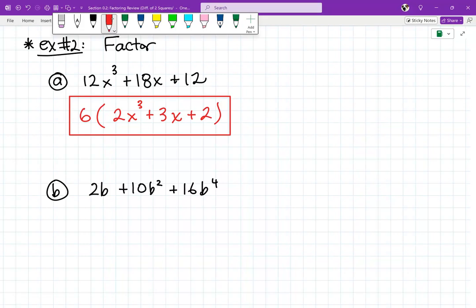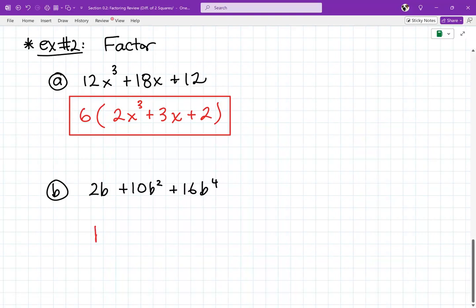Do they have letters in common? All 3 terms, do they all have the same letter? Yeah, how many do they have in common? 1, 2, 3, or 4? Just 1, right? Yes, the very last one has 4 of them, but in common they have 1. So I'm going to put a B out here. And then do they have a number that can divide all three? A 2. So we'll take out a 2.